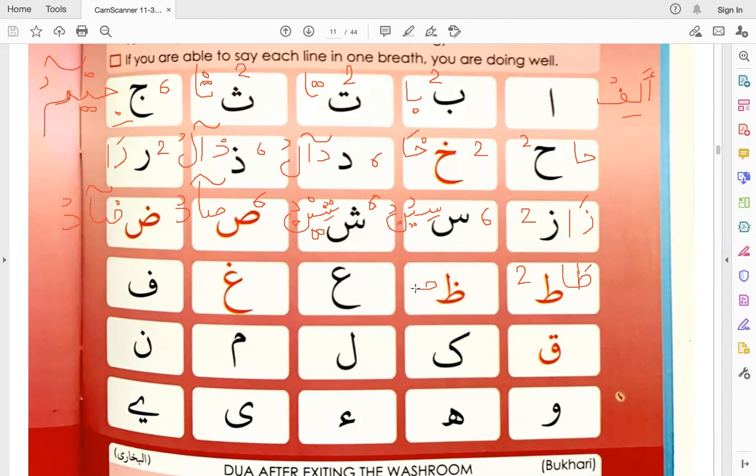Tha. How many letters are involved to pronounce Tha? Only two. When you write it, two letters are involved, tha and alif, and it will be stretched two haraka long. Ain is more than two, so it will be stretched.